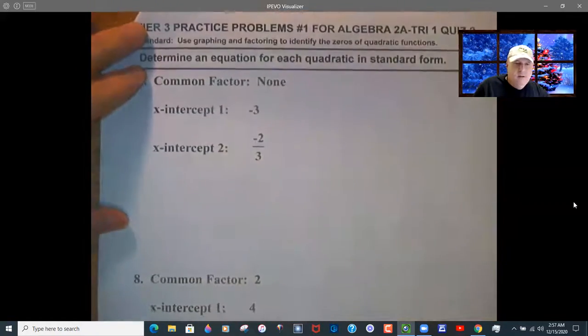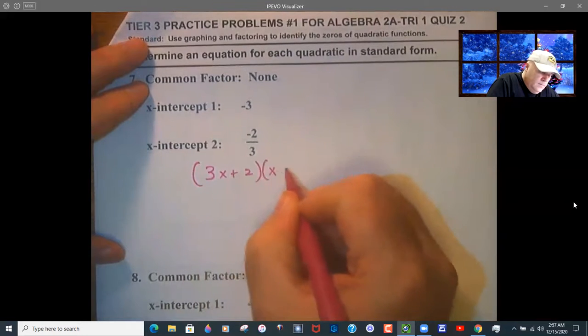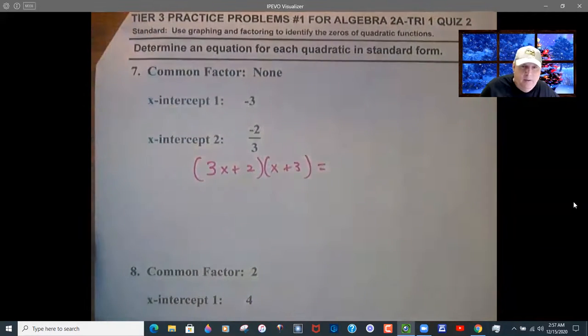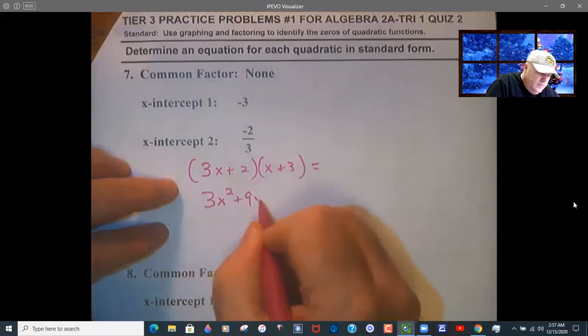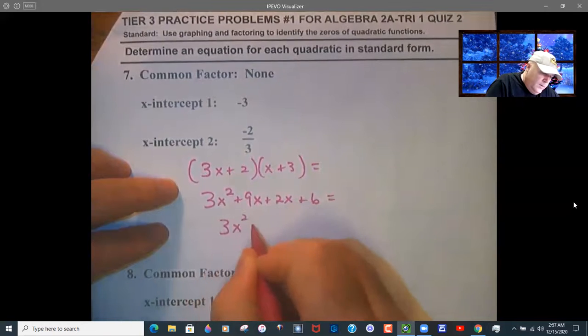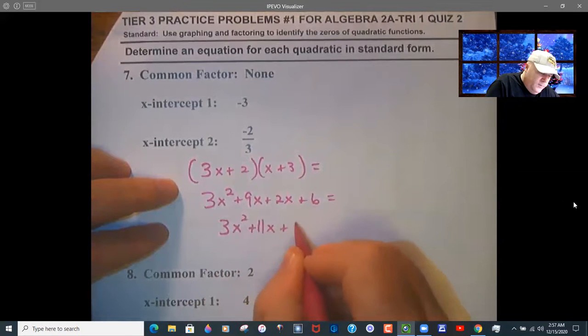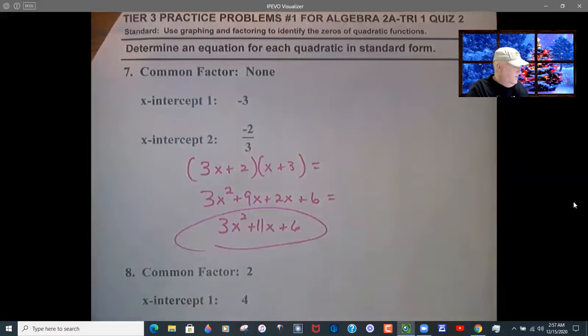All right, so final page here, I give you the x-intercept, and then you have to write the product, and then I would like the quadratic in standard form, which means you have to FOIL it out. Plus 11x plus 6. And you should check it out using the app or at Math Portal.